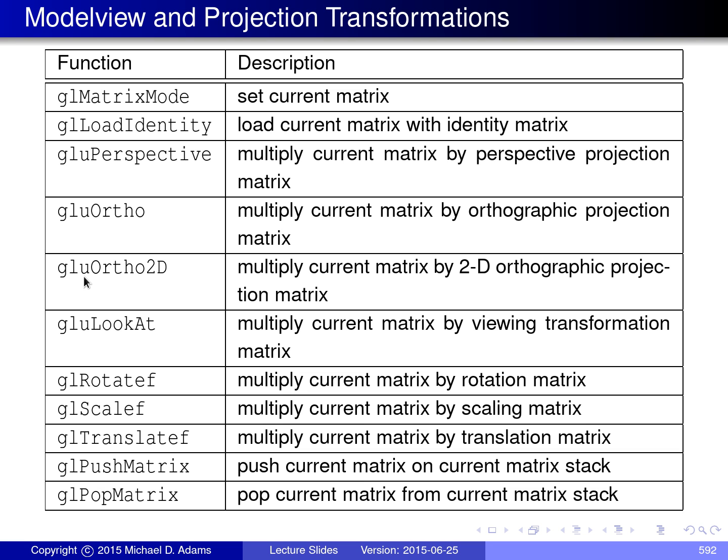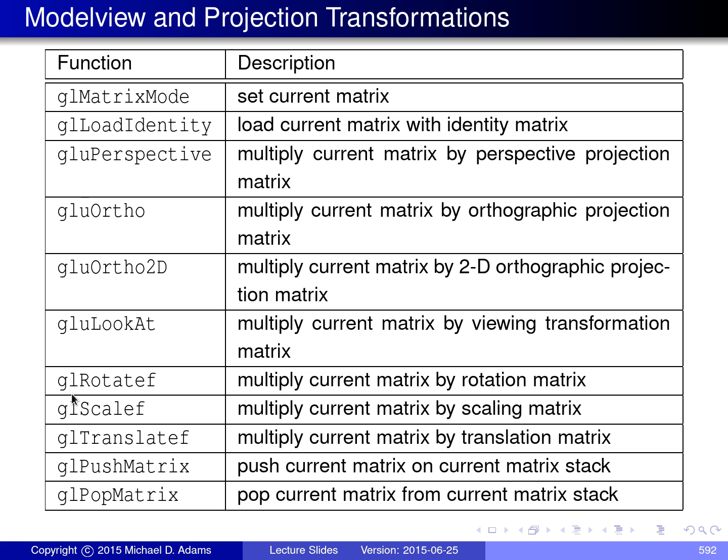This would normally be used in the case where you're just doing two-dimensional graphics, so a simpler kind of graphics application. gluLookAt showed up a little bit earlier in this presentation. gluLookAt allows you to multiply the current matrix by a viewing transformation matrix that simulates the effect that the camera is positioned at a particular place in space with a particular orientation. So it simulates the camera at a particular position and orientation.